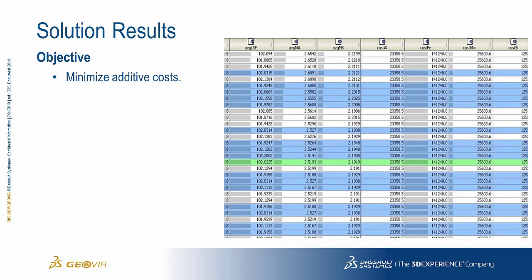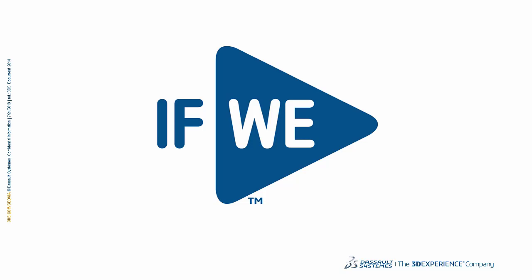So the objective here obviously was to minimize the additive costs. The results after 17,000 runs was that we had a 76% reduction in additive costs over what a mining engineer was able to produce manually in Mineshed. I'll just take a minute now to show you the model in Isight and the results in the results analysis window.